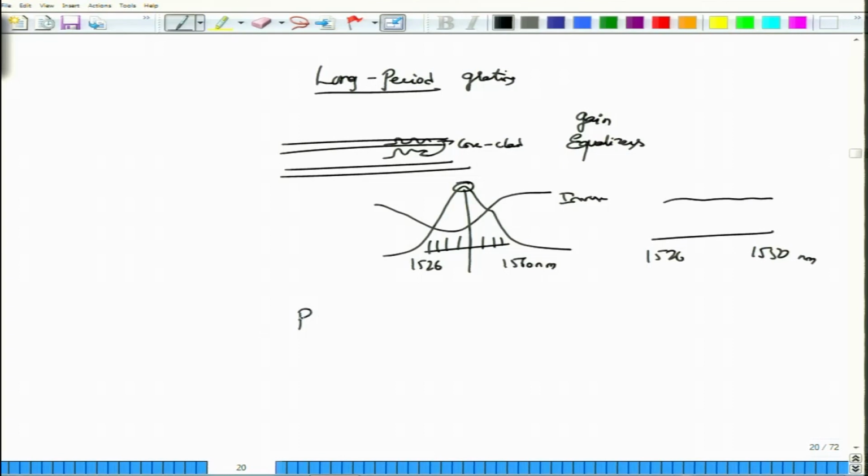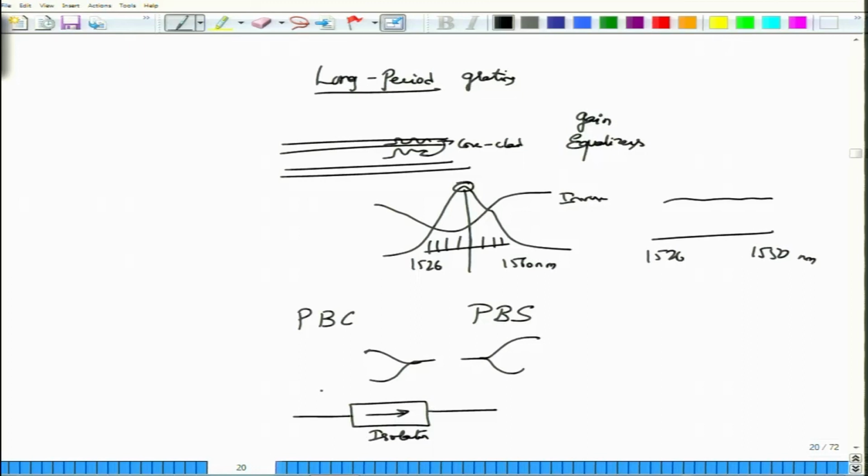Additional WDM components are polarization beam combiners and polarization beam splitters. These are devices which are used to combine polarizations and to split polarizations. They will just be concerned with their polarization components. Then there is also another device called an isolator. This is also a very important device, because what the isolator does is it will allow the light to propagate in the direction of the arrow. It does not allow the light to propagate in the reverse direction. So, if the light tries to travel from here, it will block this one.